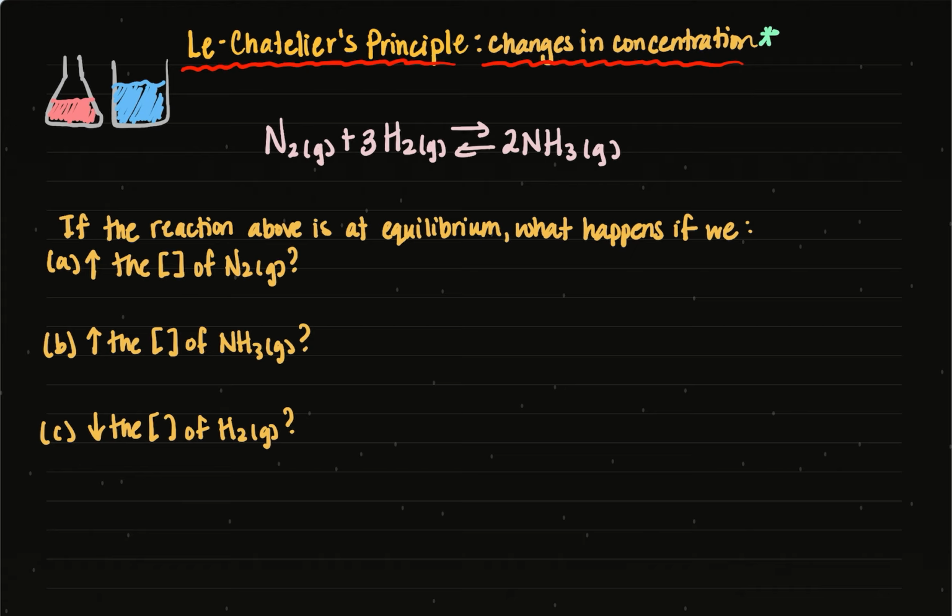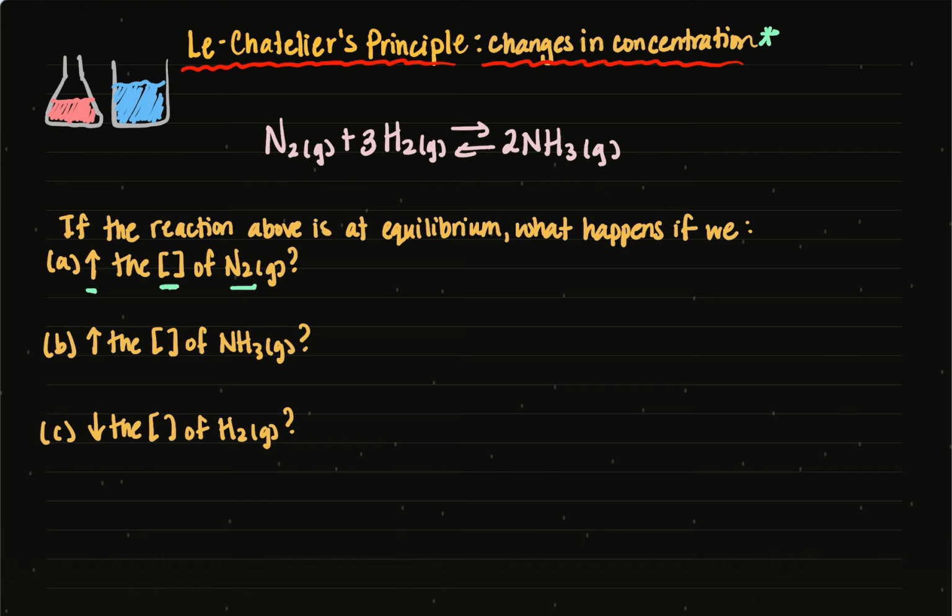For question A, if this reaction above is at equilibrium, if I increase the concentration, square brackets, remember that means concentration. So if I increase the concentration of nitrogen gas, what is going to happen with my chemical reaction? Okay, so let's take a look. I like to actually mark up on the equation.